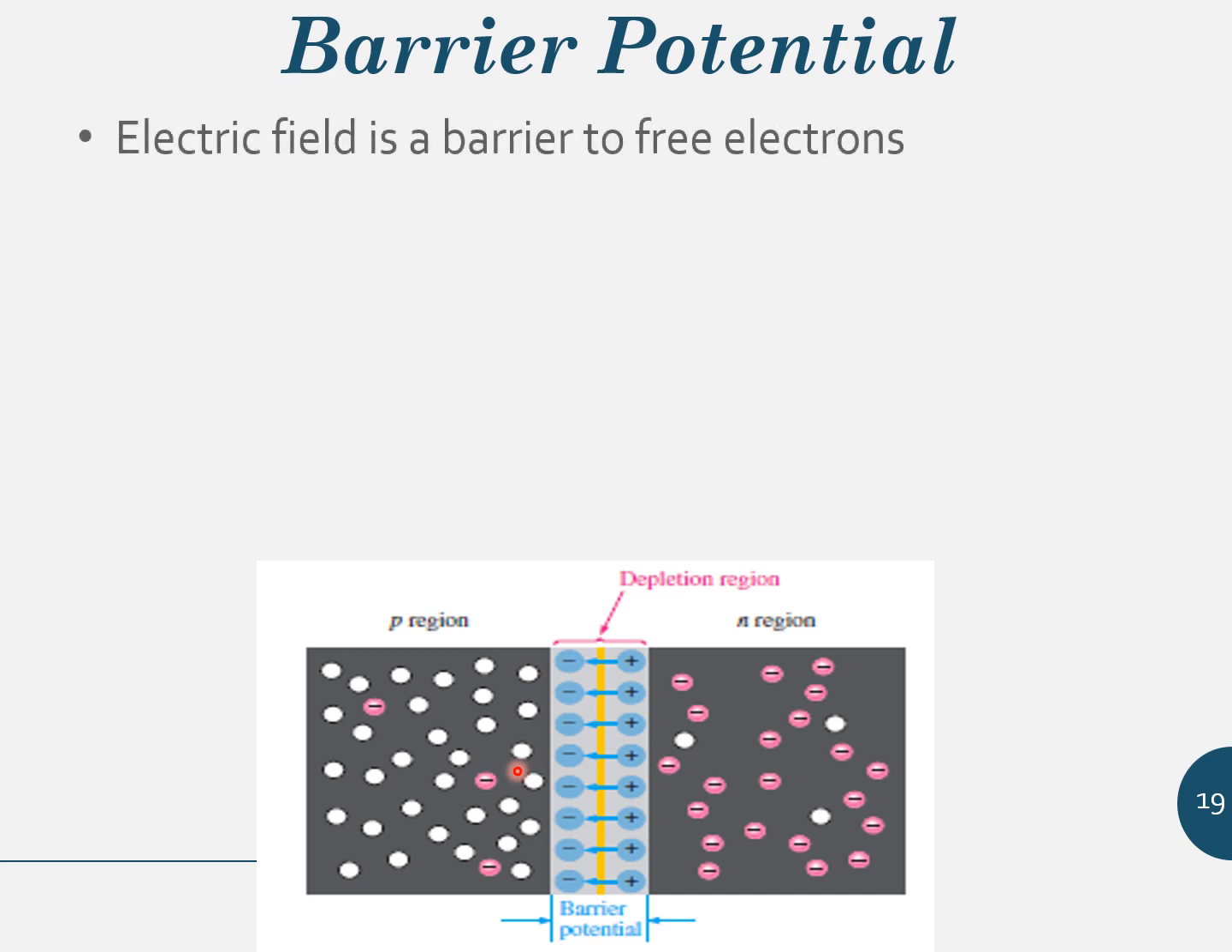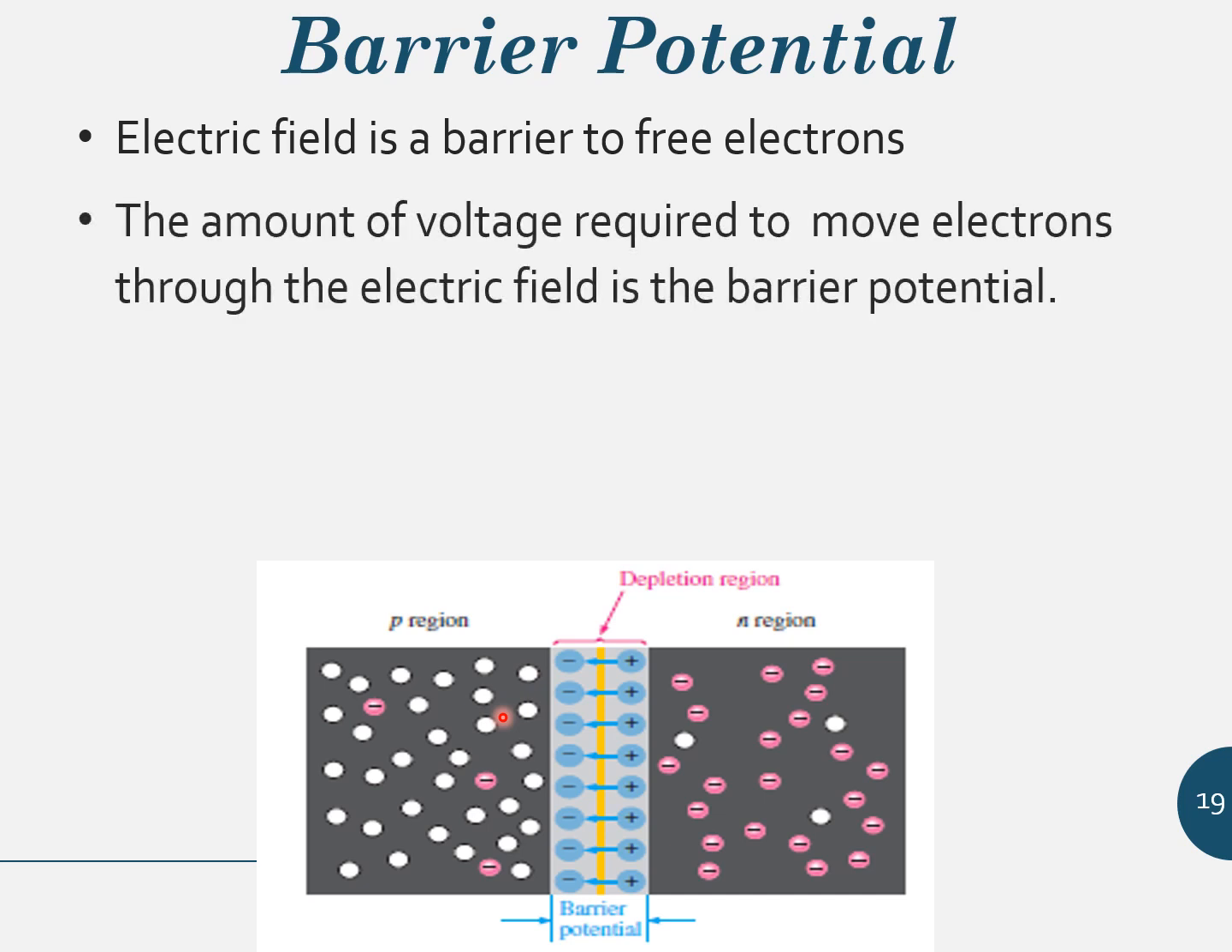Now, the depletion region acts as a barrier. The electric field is a barrier to the free electrons in the n region, and energy must be expended to move an electron through the electric field. So, the amount of voltage required to move electrons through the electric field is the potential difference of the electric field across the depletion region. This potential difference is called the barrier potential. It is expressed in volts.